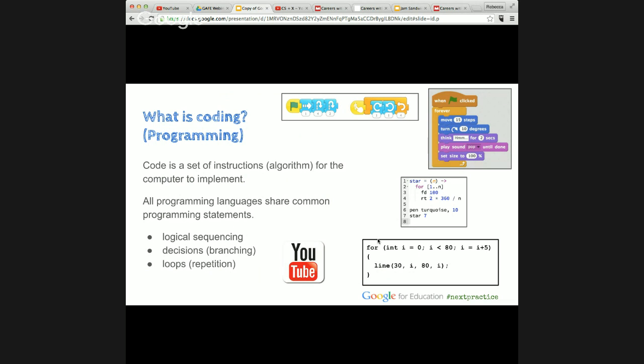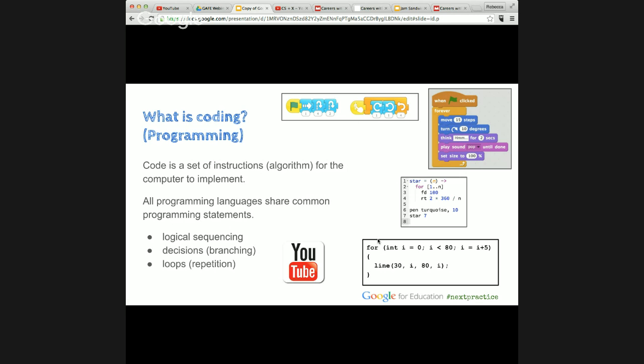Then the last one there I've got is an example from Processing, which is a language that people can use to create digital artwork or animations. And I guess I just wanted to show you the progression from year levels and how it sort of evolves. But all programming languages share common programming statements.